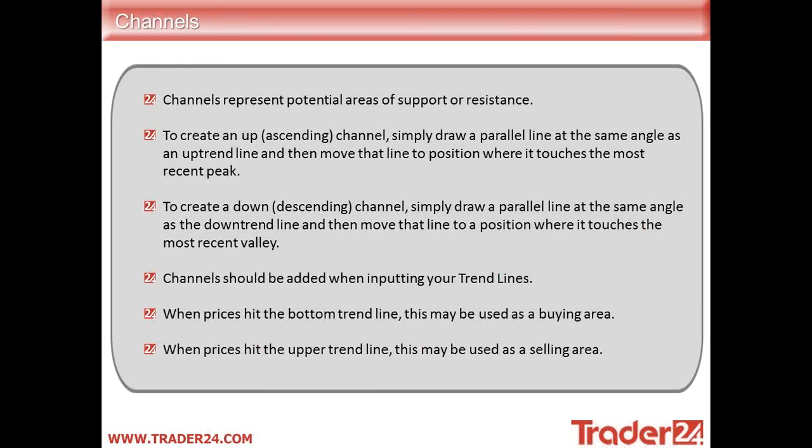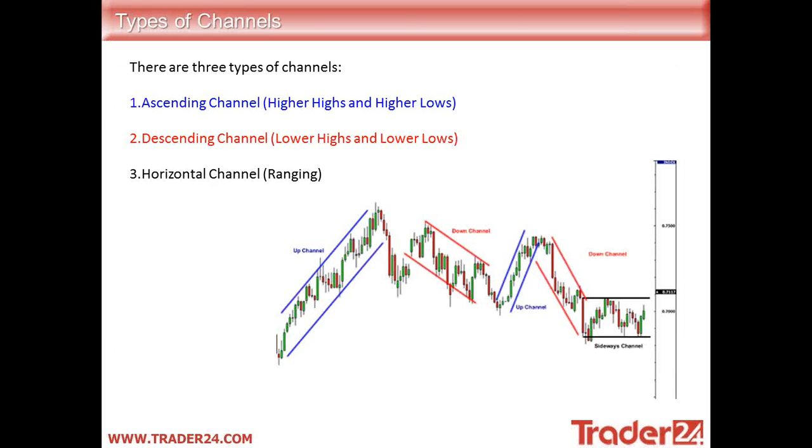When prices hit the bottom trend line, this may be used as a buying area. All right, and I'm going to show you on that chart what I mean by that. And then conversely, when prices hit the upper trend line, we'll use this as a selling area. All right, so let's have a look and see what I mean by that. On the next slide here, we have three different types of channels. We have an ascending channel, which I've done in blue, a descending channel, which is in red, and then a horizontal channel, which is deemed to be ranging.